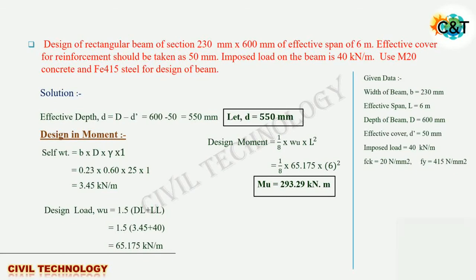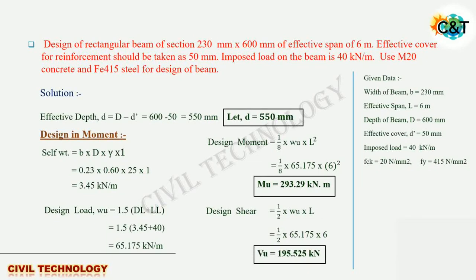Similarly, we can find the design shear force for our beam, and as we know, for a rectangular simply supported beam section, design shear force is WL by 2. So simply we can get the design shear value 195.525 kN. So these are the two major values. Based upon that, we can decide what the top and bottom reinforcement for our beam will be and what the shear reinforcement, that is the stirrups, will be. So please note down these two values, which are very important.